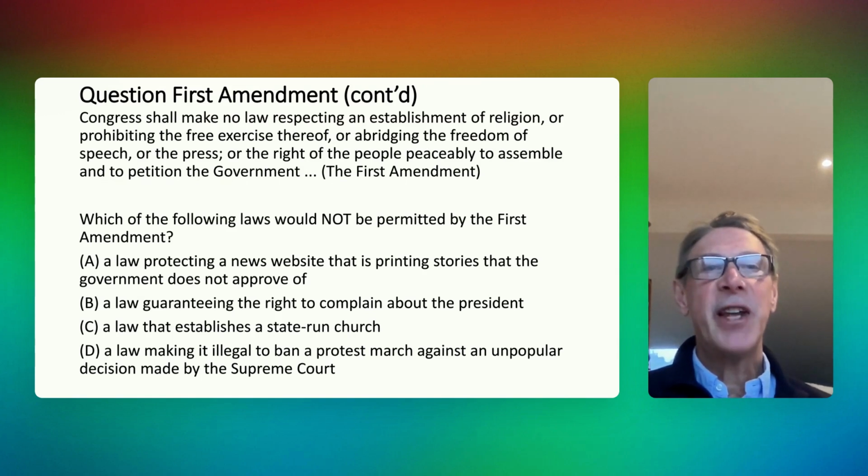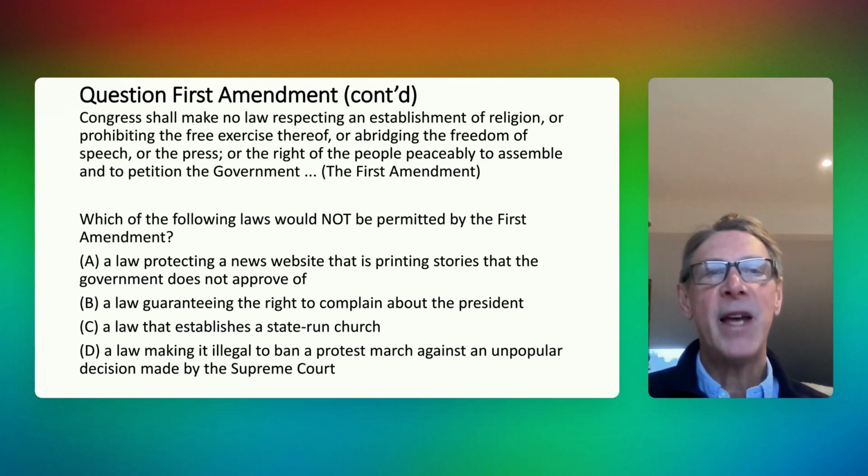Let's go through this statement again. The Congress shall make no law respecting an establishment of religion or prohibiting the free exercise thereof, or abridging the freedom of speech or the press, or the right of the people peaceably to assemble and to petition the government. So it's exactly the same thing again, the First Amendment, where we've got another question. Which of the following laws would not be permitted by the First Amendment? A law protecting a news website that is printing stories that the government does not approve of.